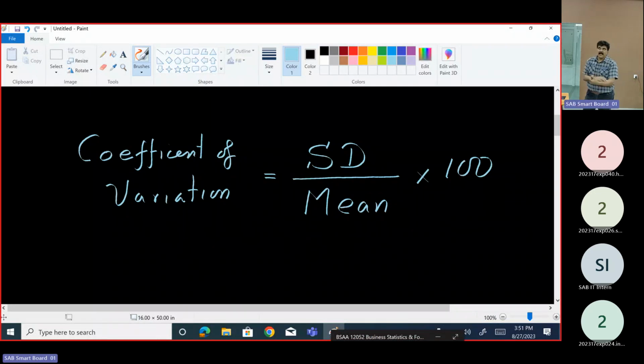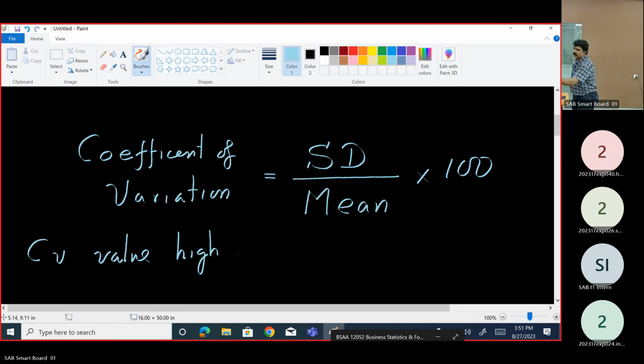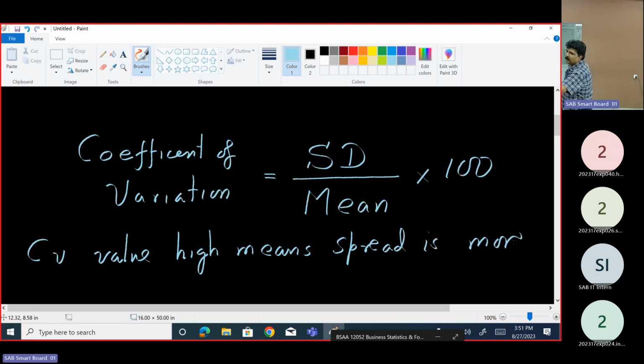So if we want to compare the variation or spread, we calculate the CV value, and depending on the CV value, we can say which one has a wider spread of variation. CV value high means the spread is more.